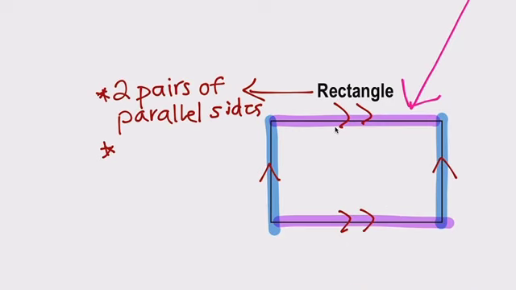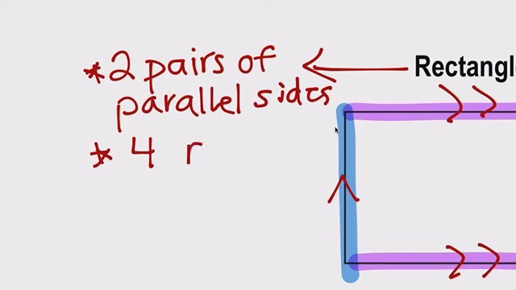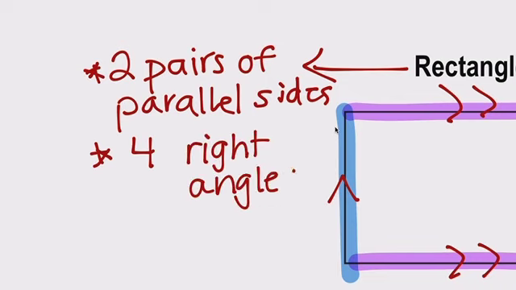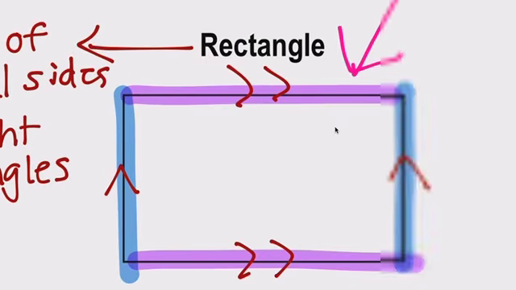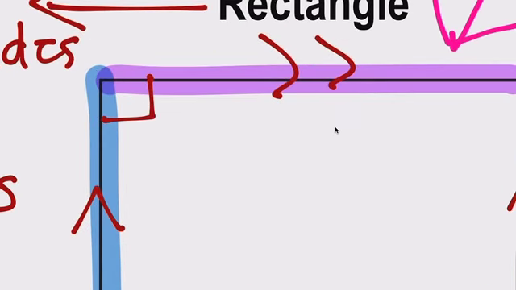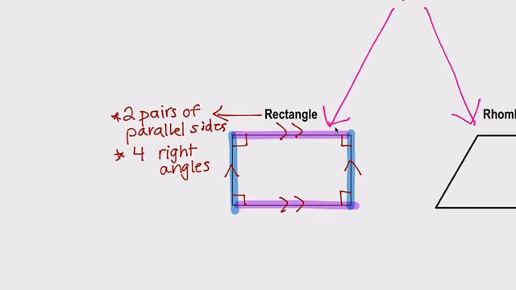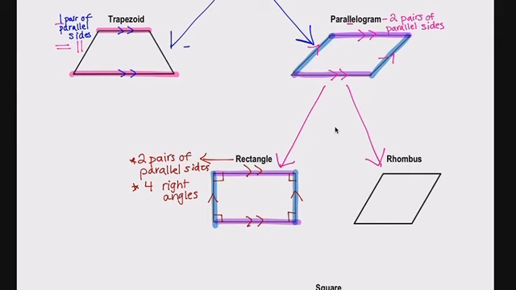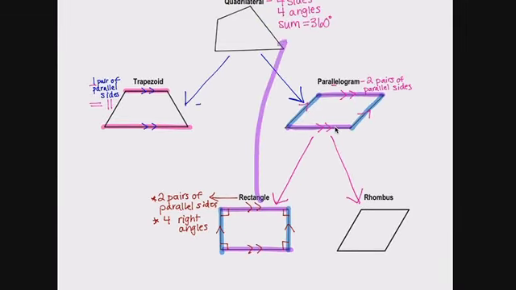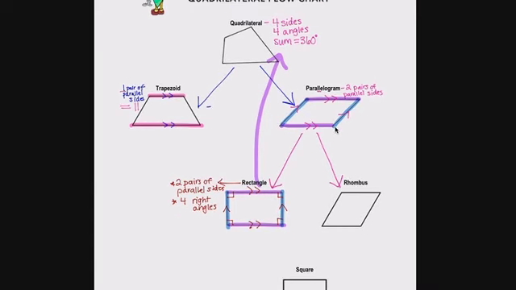You know that a rectangle also has four right angles, and we know right angles are 90 degrees. I'm actually going to draw that right angle symbol to show that all four of these are right angles. So a rectangle is a little bit more specific than a parallelogram. A rectangle, though, also has all the properties of a quadrilateral. It has four sides, four angles, and the sum is 360 degrees.